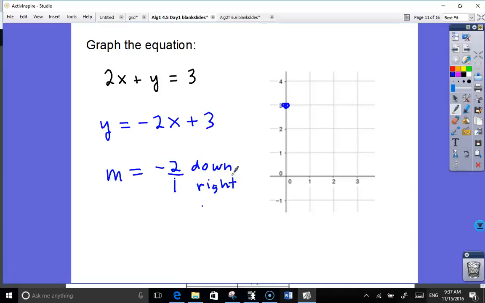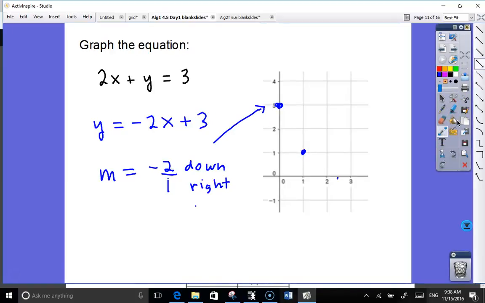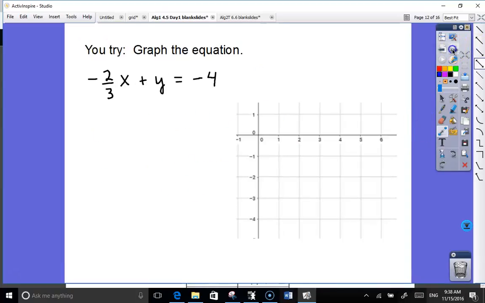So that means from that point, starting at the y-intercept, right? It's not like the point negative 2, 1. Or it's not like starting at the origin and going down 2 and right 1. It means starting at the y-intercept, go down 2 and right 1, and then make another point. Okay, and now there's the 2 points. That's all you need to graph the line, so sketch in a line. Okay. So you try, graph that one.